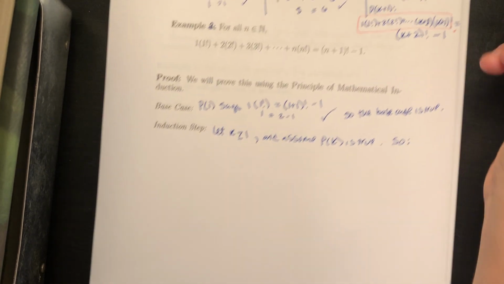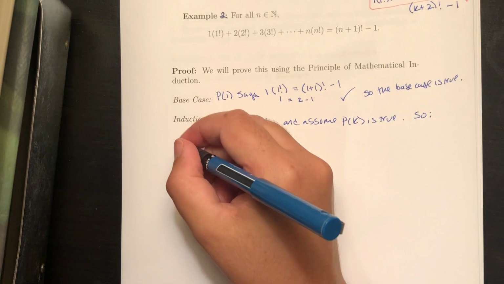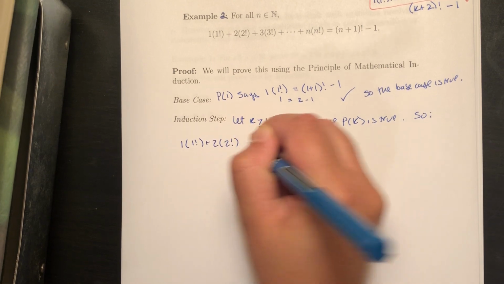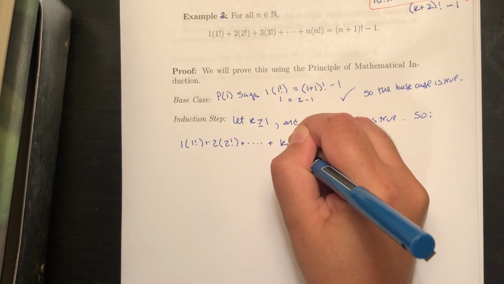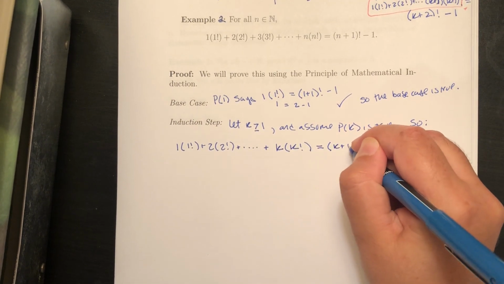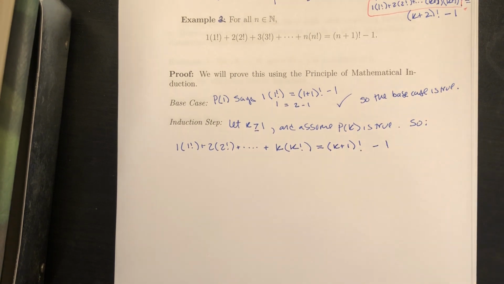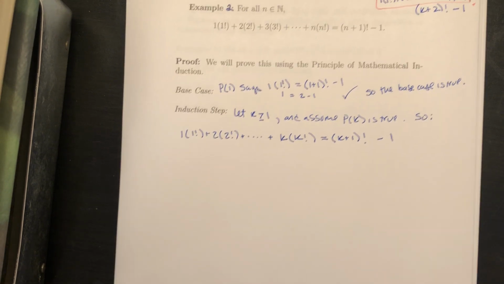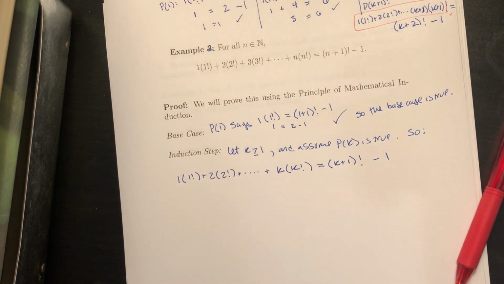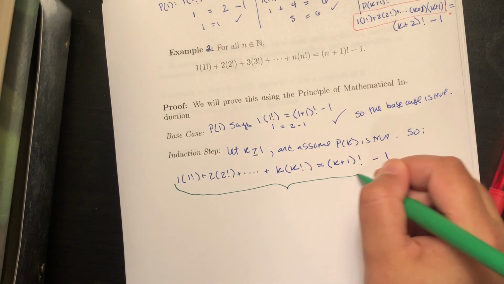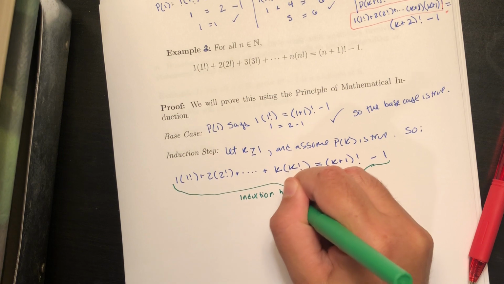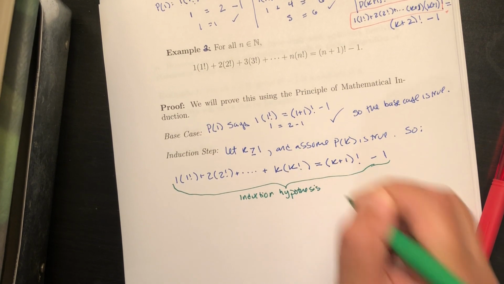So we can assume that this equation up here is correct. We assume that 1 times 1 factorial plus 2 times 2 factorial all the way up to k times k factorial is indeed equal to k plus 1 factorial minus 1. All right, now remember we call this whole equation our induction hypothesis, because this is the thing that we're assuming.